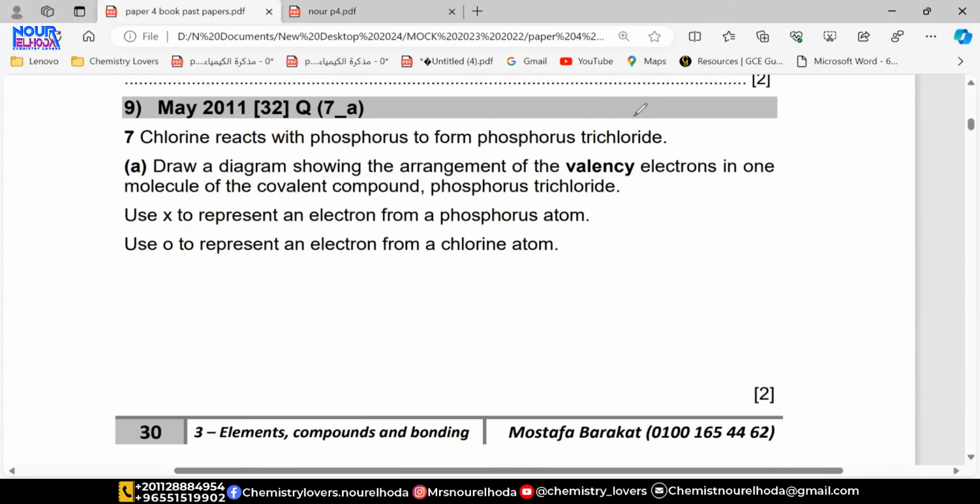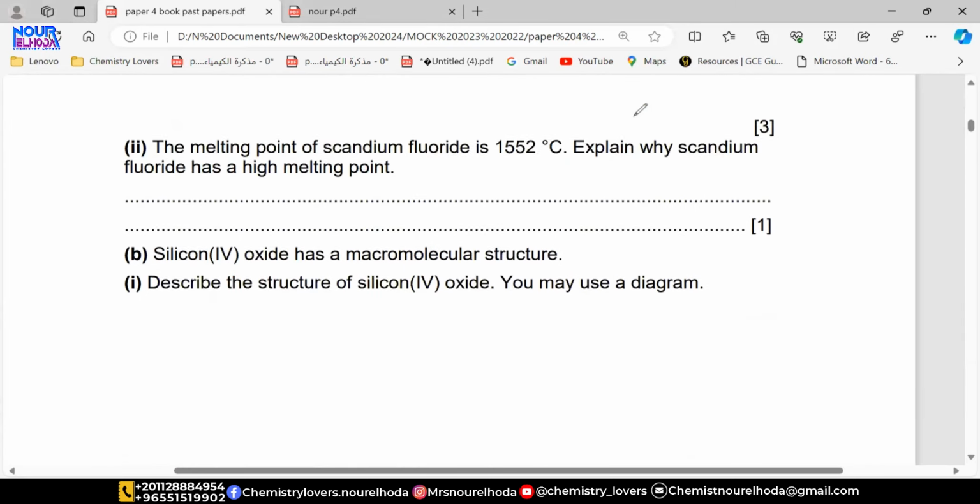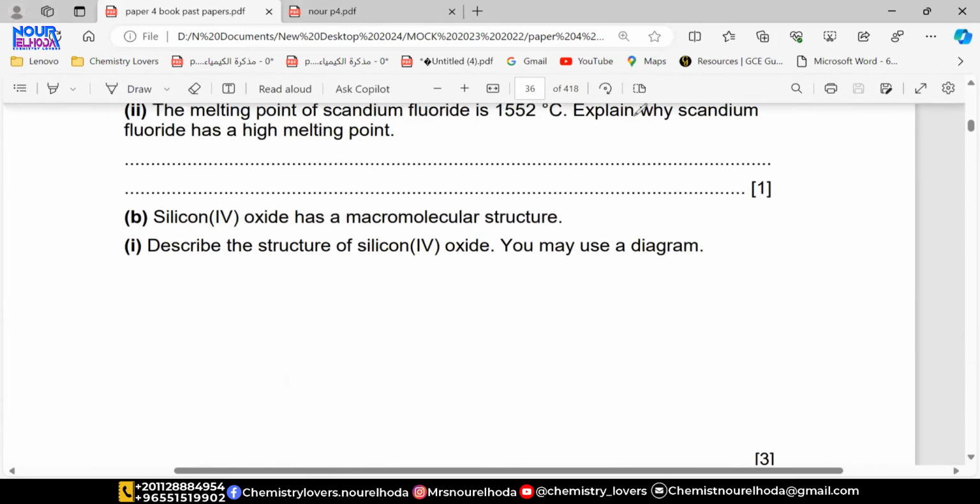Okay. I think this is easy. Electrons and protons, conductivity now.